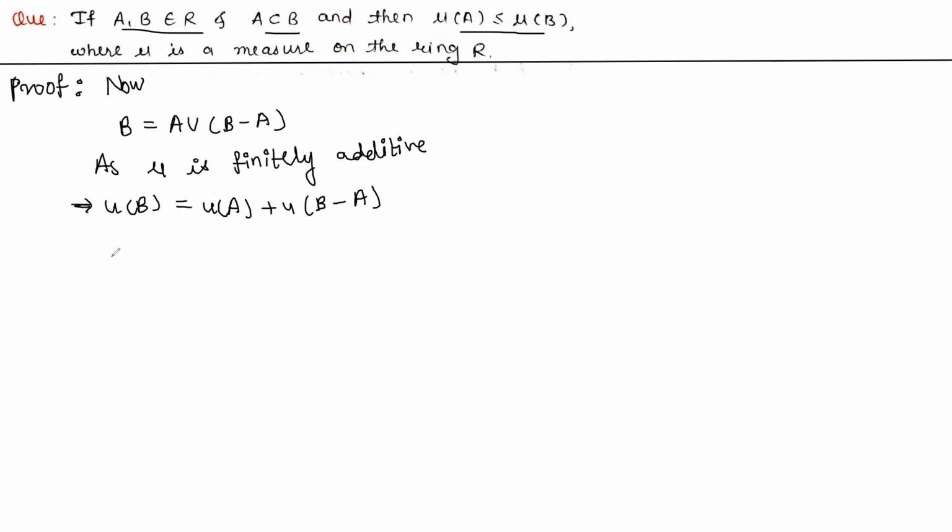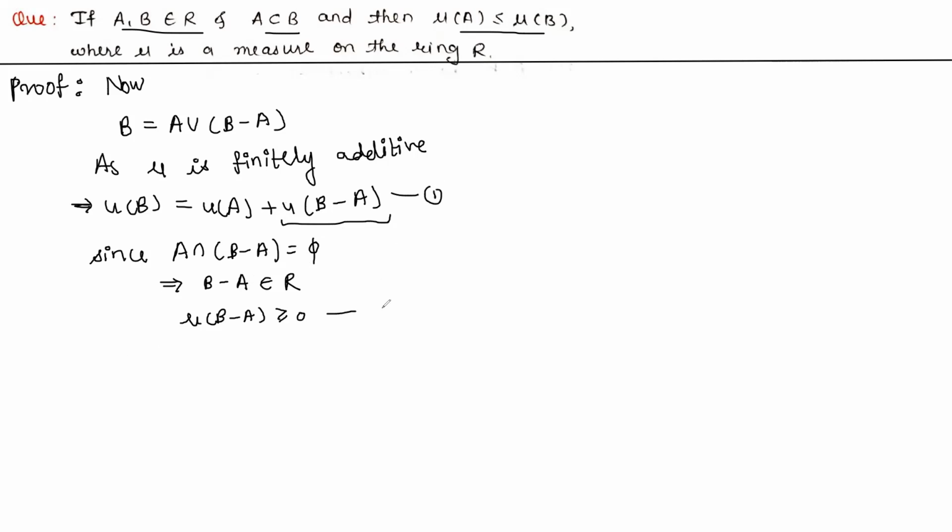Now, since A intersection (B minus A) is equal to phi, this implies that B minus A belongs to the ring R. Now, since B minus A belongs to ring R and this measure is defined on ring R, we have measure of B minus A greater than or equal to 0. That is, this quantity measure of B minus A is non-negative. Let this be number 1 and number 2.